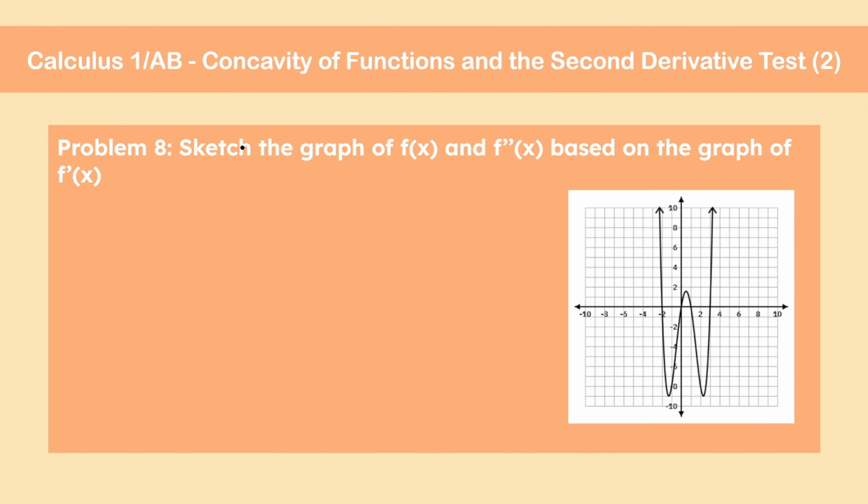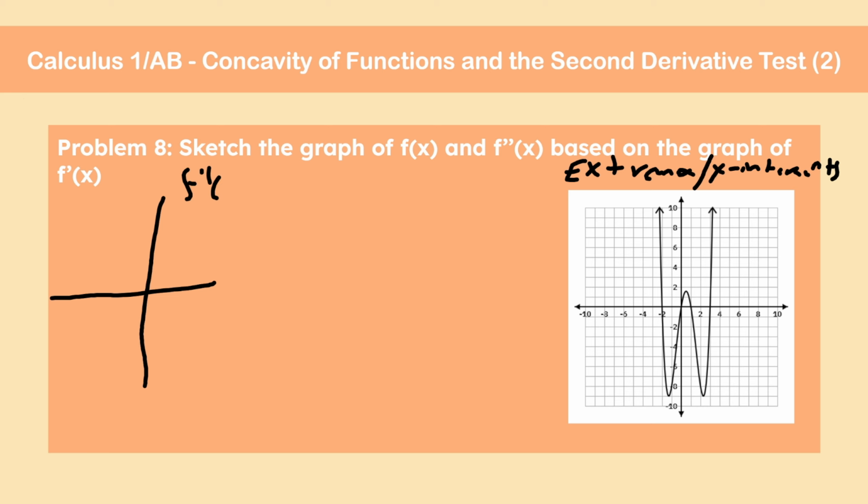Okay, so now we're asked to find the graph of f of x and the second derivative of x based on the graph of f prime of x, or the first derivative. So what we're going to be looking for here is the extrema and the x-intercepts of this graph. So whenever a function has extrema, that means the function's derivative is equal to 0 at that point. So let's start with the second derivative of x, so f prime prime of x. So this is going to be equal to 0 whenever there's an extrema.